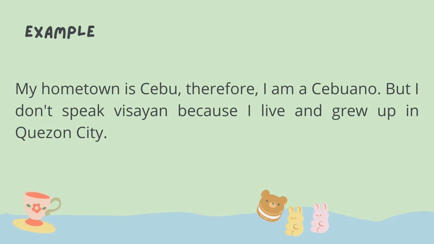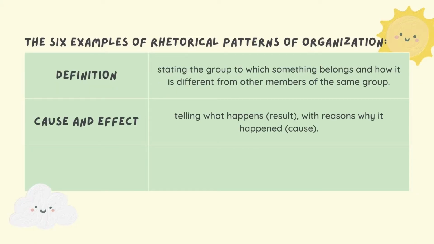In this sentence, you said that you are a Cebuano, but you also stated that you are not part of that group because you don't speak the Visayan language, because you grew up in Quezon City, which is in another group. Okay, so that is the definition, the first rhetorical pattern. Next, cause and effect. Telling what happens, the result, with reasons why it happened.